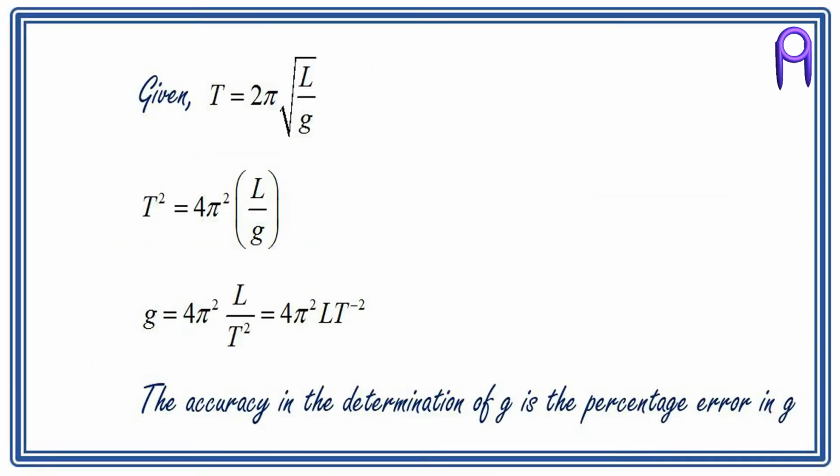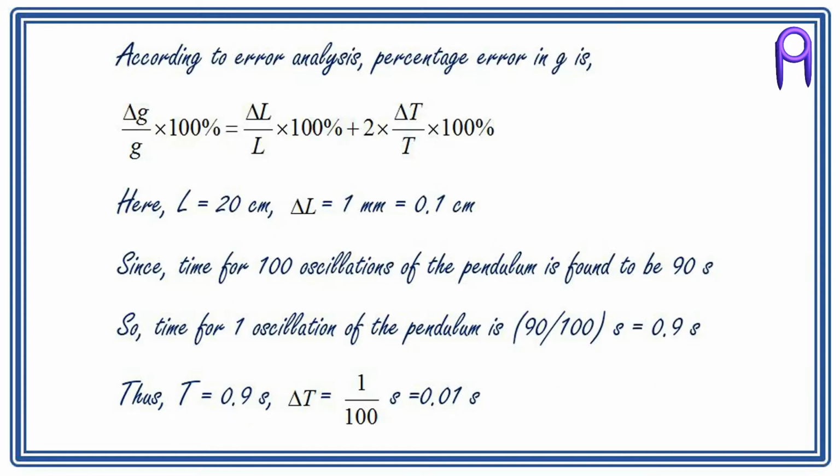Here T equals 2π√(L/g). So T² is 4π²L/g. So g is 4π²L/T², which is equal to 4π²L T⁻². The accuracy in the determination of g is the percentage error in g.